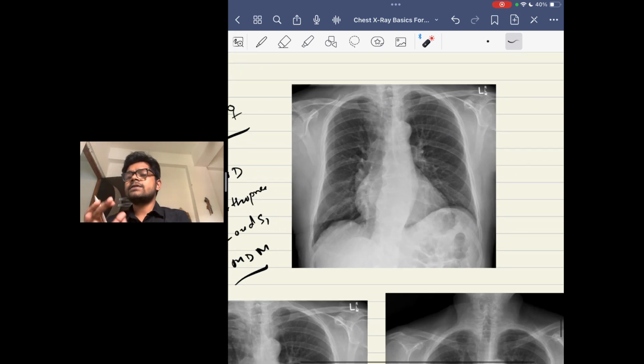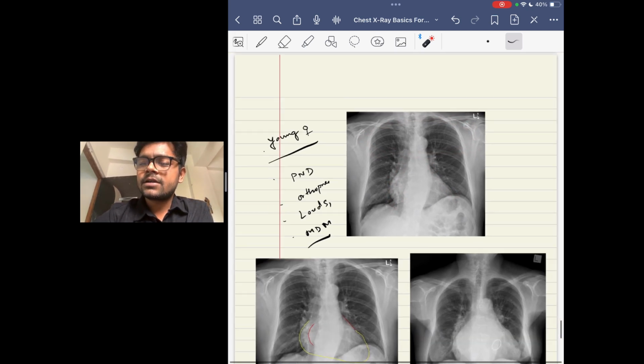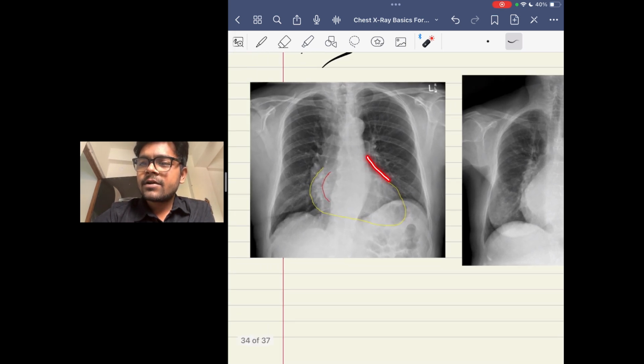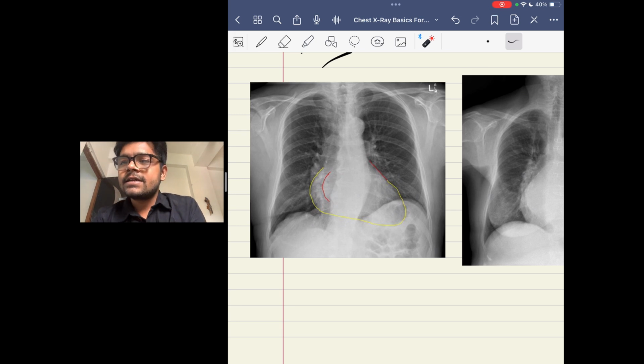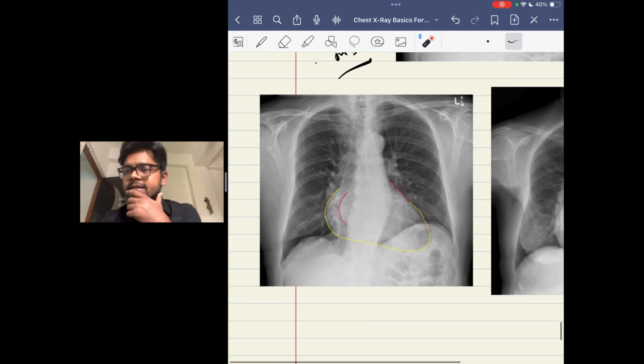So always note a straightened left heart border, upper zone predominance of pulmonary vessels, and the double heart border sign. Now see, this is the annotated image. The heart border is straightened on the left side. This is the border of the left atrium. This is that of the right atrium, right? There is hilar congestion. There is upper zone predominant dilatation of the pulmonary veins, right?